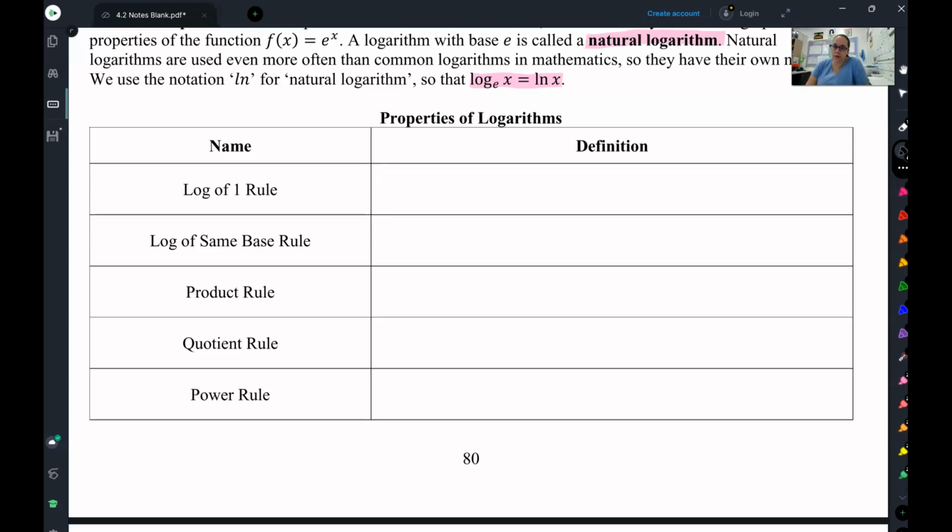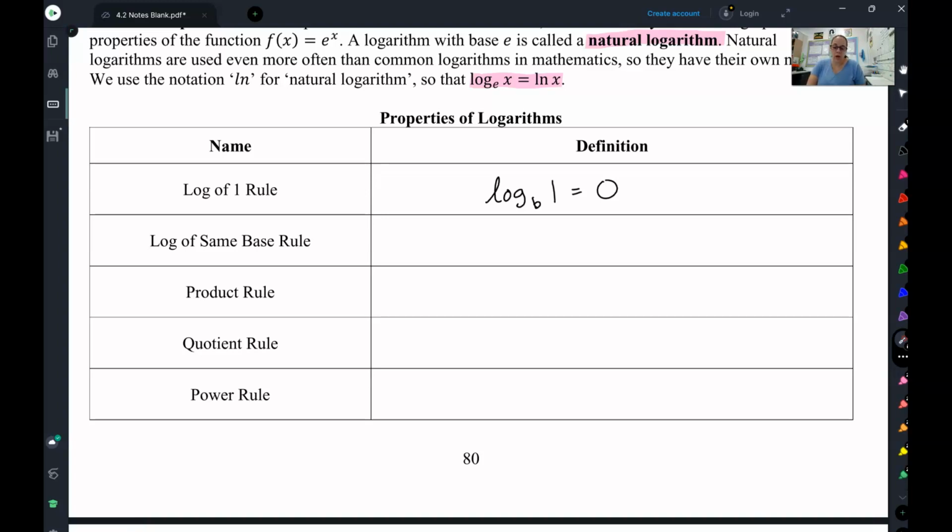Let's look at the properties of logarithms. These are very similar to the properties of exponents, but they're in log form now instead of exponent form. So let me give you our first example. This one, I have log base b of 1 will equal 0. This is basically the same thing as anything to the 0 power will equal 1. It's that rule, a property of exponents, but in log form.